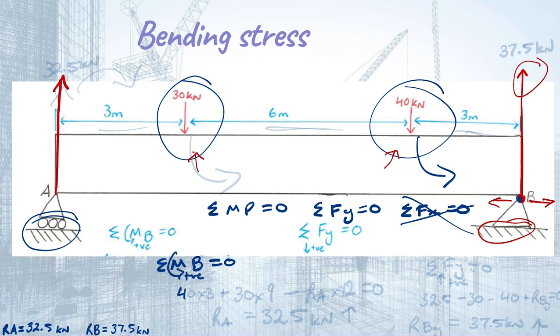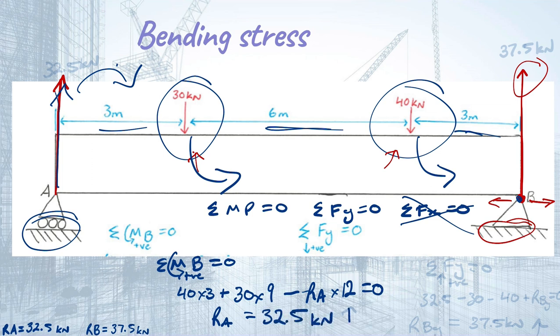So we have 40 kilonewtons times 3, plus 30, because it's turning that way, 30 times 9, since it's got a distance of 9, minus the reaction at A, because it's going to turn it the opposite way, so it's a minus, and it's got a distance of 12. So minus RA times 12 has to equal 0. Solving that, we get that RA must equal 32.5 kilonewtons vertically upwards.